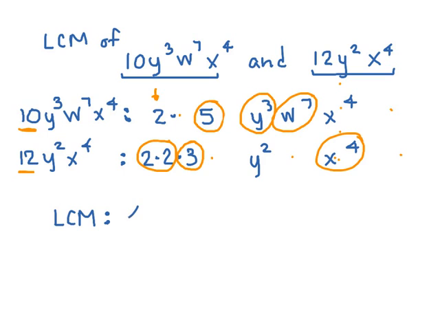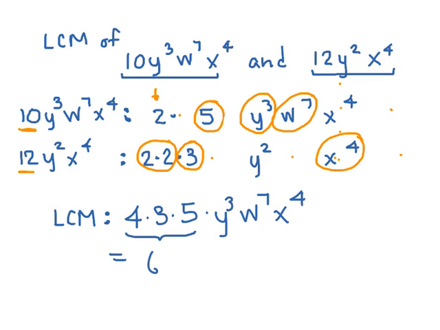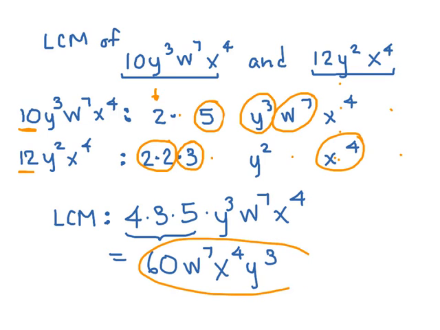So I have a 4 times a 3 times a 5 times a y cubed times a w to the 7th times an x to the 4th. And so here I have 12 times 5 gives me 60. And I'm going to just reorder my letters so they're in alphabetical order. So I have w to the 7th, x to the 4th, y to the 3rd. And that's my least common multiple. Now don't get confused with this and the greatest common factor because that's a different process.